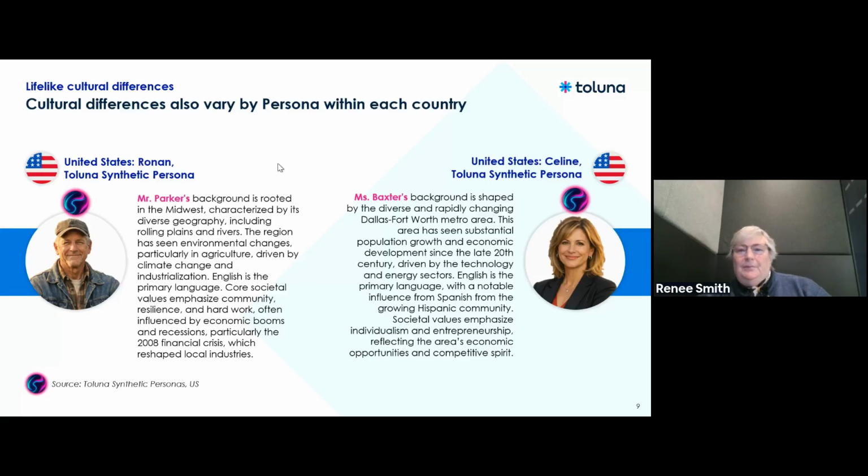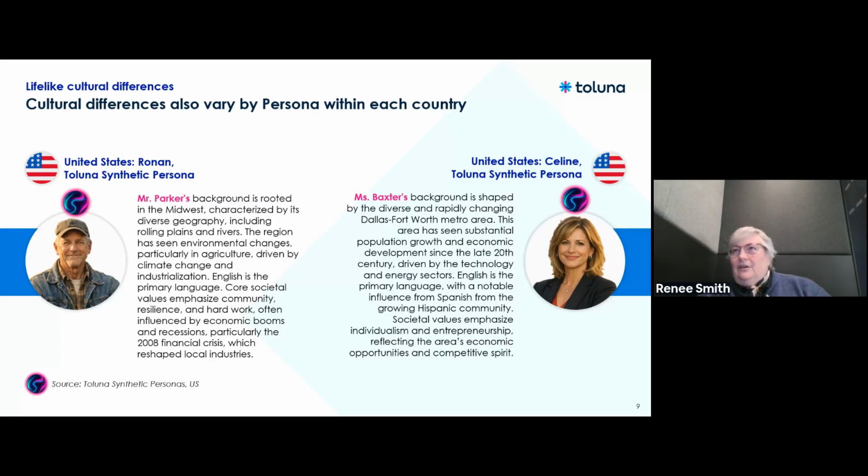This particular one shows two personas, synthetic personas, not human beings. These are a portion of their backstory. And because they live in different geographic regions within the US, what you can see is that they have different elements in their backstory, including, for Celine, who is a persona associated with the Dallas-Fort Worth metro area, how technology and energy sectors have been very important there. The Hispanic community has grown. The area's competitive spirit. Whereas Ronan, or Mr. Parker, is coming from the plains section of the Midwest.